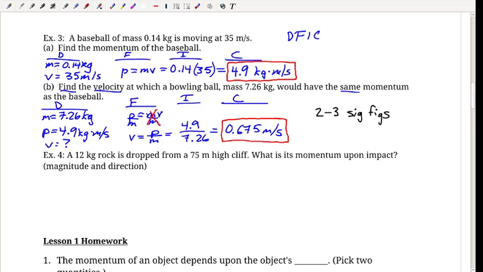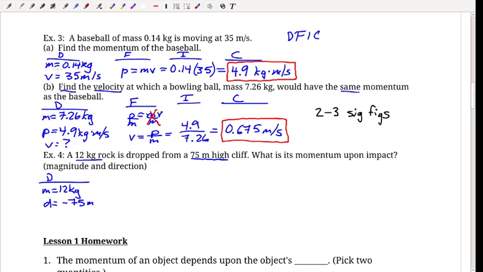One more example says a 12 kilogram rock is dropped from a 75 meter high cliff. What is its momentum upon impact? So what information do we have? This is going to require you to remember some kinematics from last year. So we've got data, mass is 12 kilograms. Dropped from a 75 meter high cliff, so it's going to fall 75 meters. In other words, the distance, it's going to go negative 75 meters or 75 meters down.